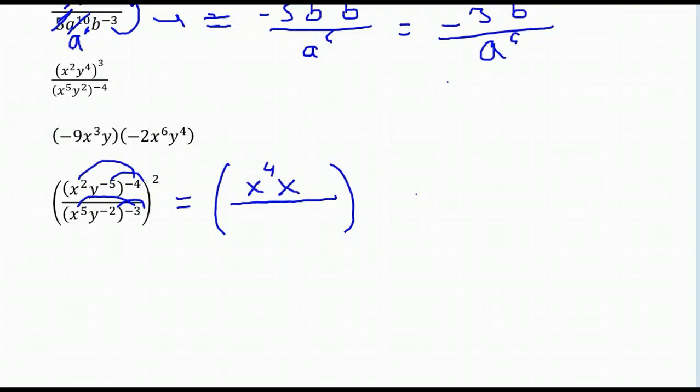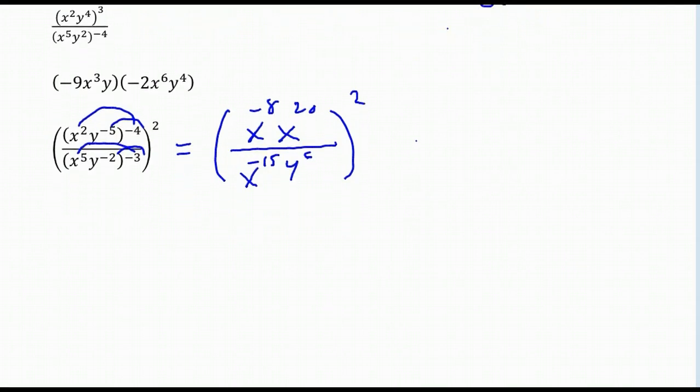Now, got a typo here. This is supposed to be not x to the 4th. It's going to be x to the -8th when we multiply our exponents. Likewise, it's going to be y to the -5 times -4, which is the 20th power. On the bottom, we get x to the -15th, 5 times -3, y to the positive 6th squared. Then we're going to simplify by rewriting these negative exponents.